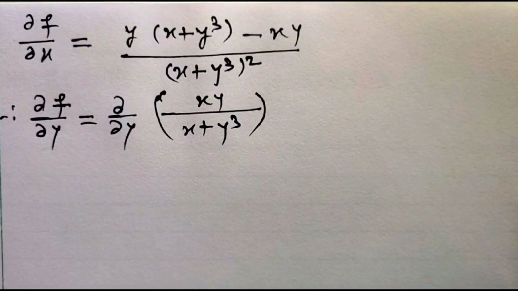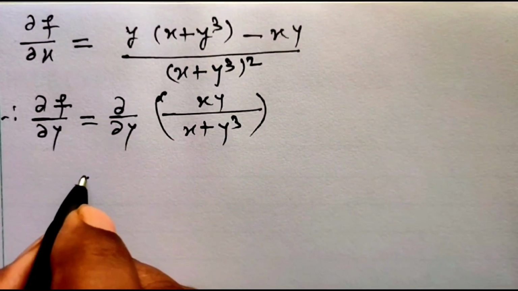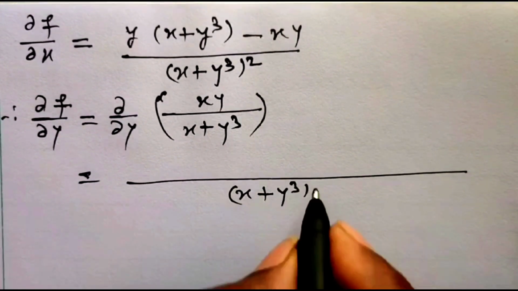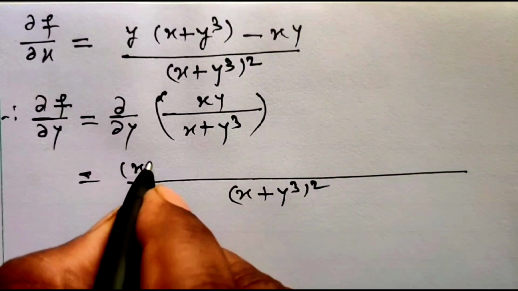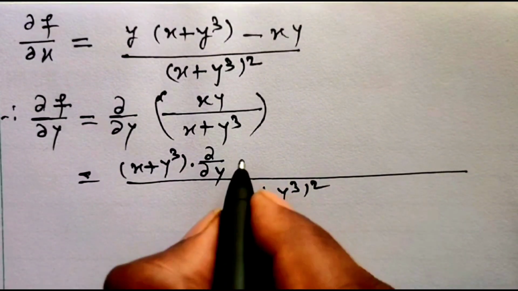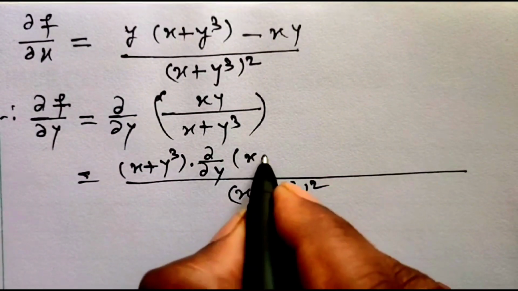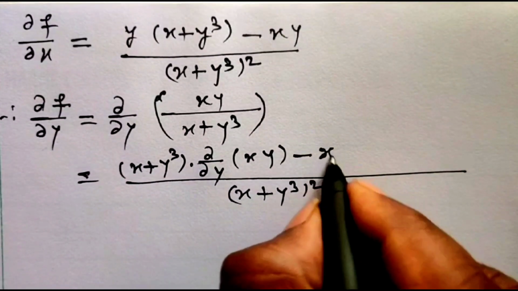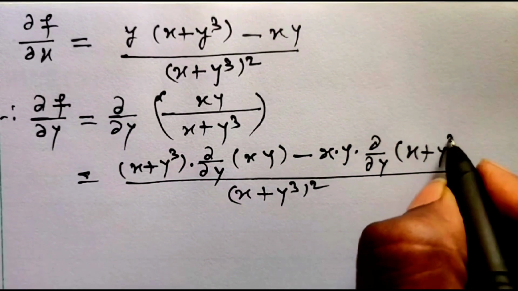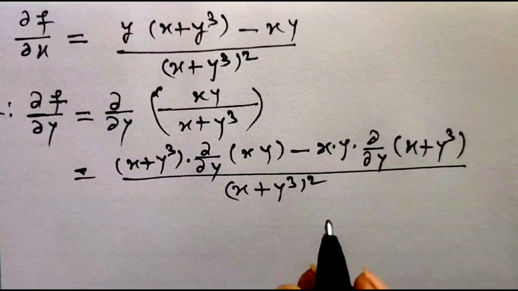Here also apply the u upon v formula. So this is equal to the square of the denominator, (x plus y cube) square, denominator as it is, into the derivative with respect to y of the numerator, which is x into y, minus numerator as it is, into the derivative with respect to y of the denominator, x plus y cube. Simplify and get the answer.